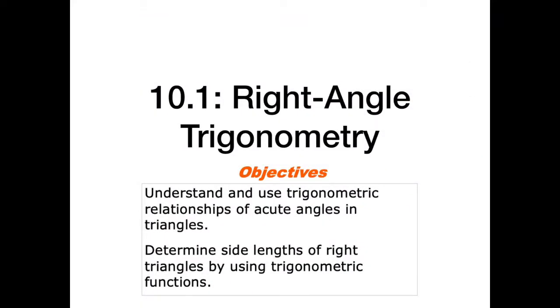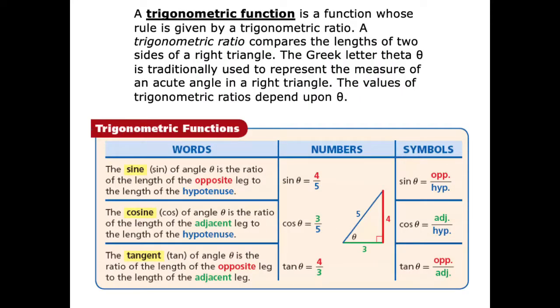Hello Algebra 2, today we are looking at Chapter 10, Lesson 1, which is right angle trigonometry. A trigonometric function is a function whose rule is given by a trigonometric ratio. A trigonometric ratio compares the lengths of two sides of a right triangle. The Greek letter theta, which is basically a zero with a line in the middle, is traditionally used to represent the measure of an acute angle in a right triangle. The values of the ratios depend upon theta.